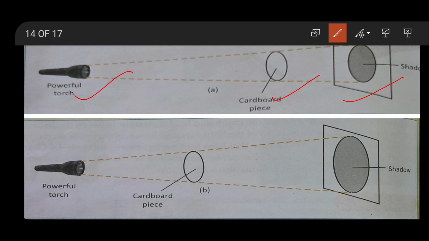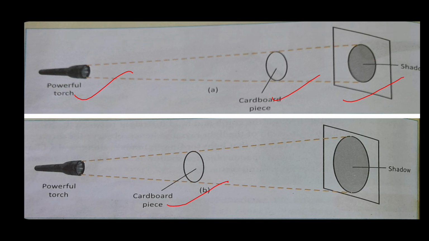So here the shadow formed is smaller in size, whereas if the cardboard piece is nearer to the source of the light, the shadow formed is larger in size. So as the light source is moved closer to the object, a larger shadow is formed. This is again because of the fact that light travels in a straight line path. So this activity shows that the shadow of an object is always black irrespective of the color, as well as it depends upon the distance of the source of the light from the object.